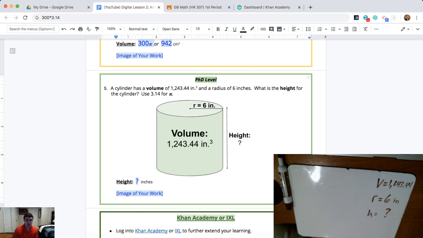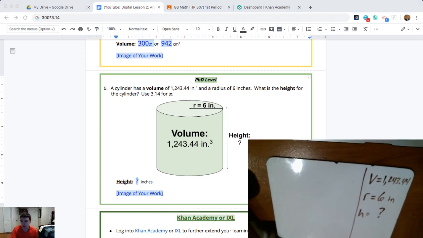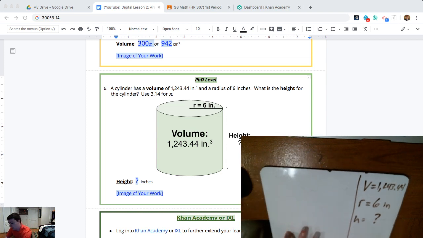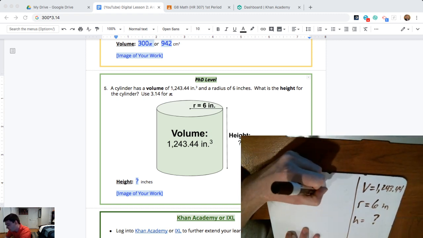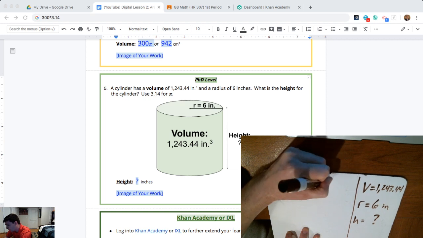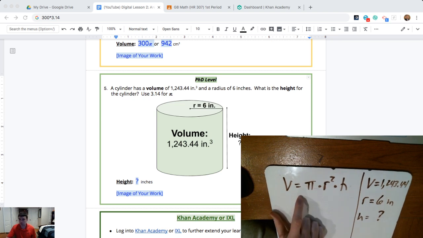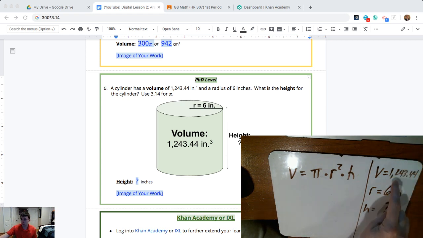DJ's correct. Now, if we're thinking about this cylinder, the volume formula that we need to be working with, that I'm going to put onto the whiteboard, as DJ said, is pi times radius squared times height. So the formula pi times radius squared, or 2 copies of the r, multiplied with height, always gives us the volume of a cylinder. And in this case, the values that we know are the volume, which is 1243, and the radius, which is 6.